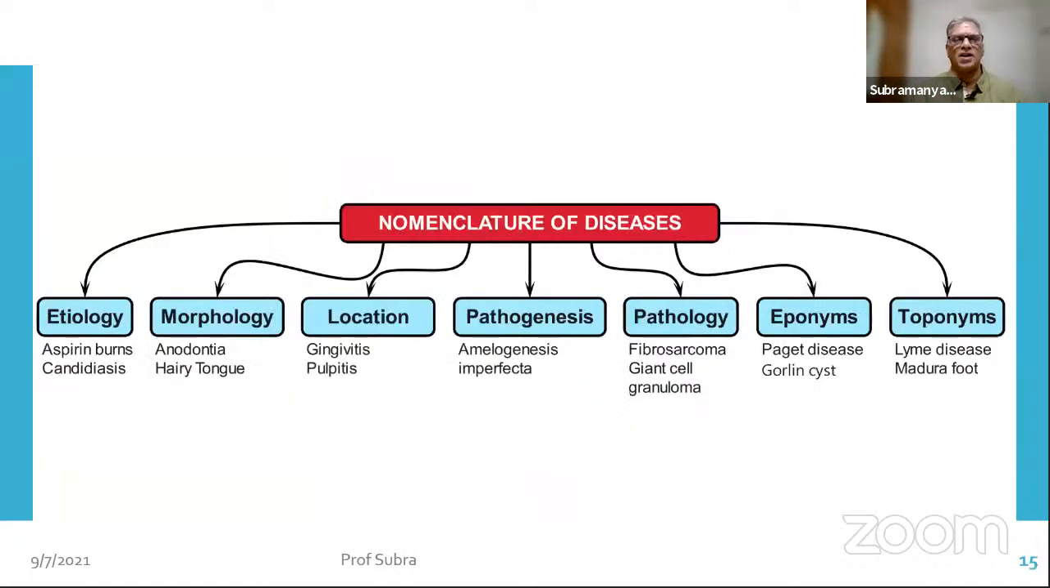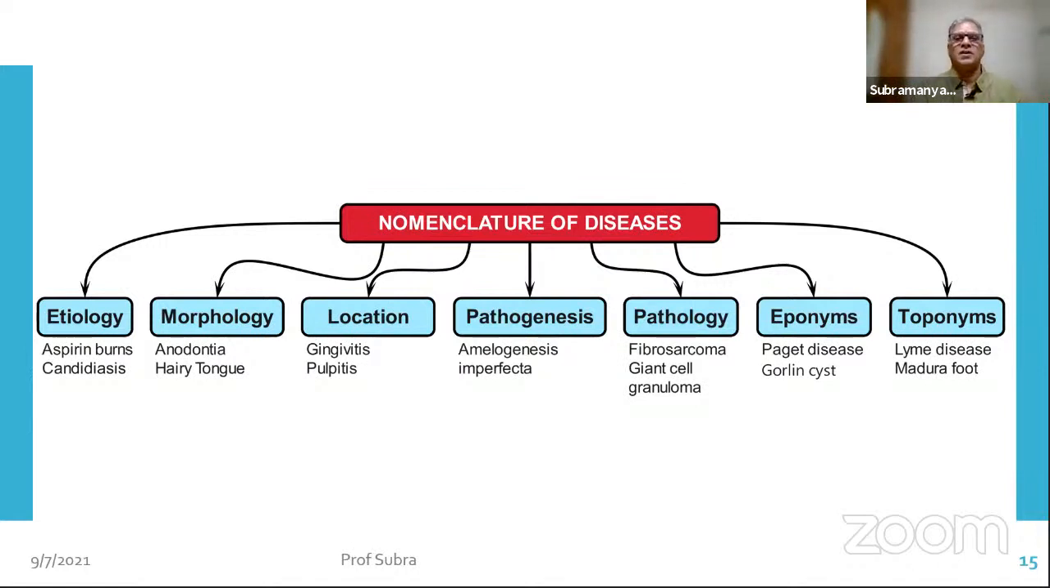If you look at the nomenclature of oral diseases, it can be based on etiology, for example aspirin burns or candidiasis. It can be based on morphology. Etiology means study of the origin of anything, of causes. Morphology is the study of shapes. So based on the shape or appearance of the lesion, we can name it, for example anodontia, erythema.